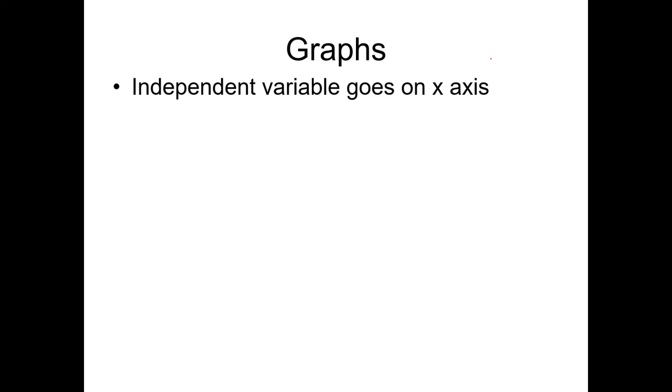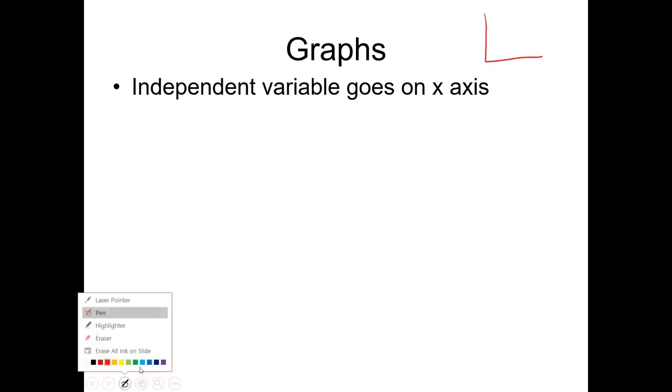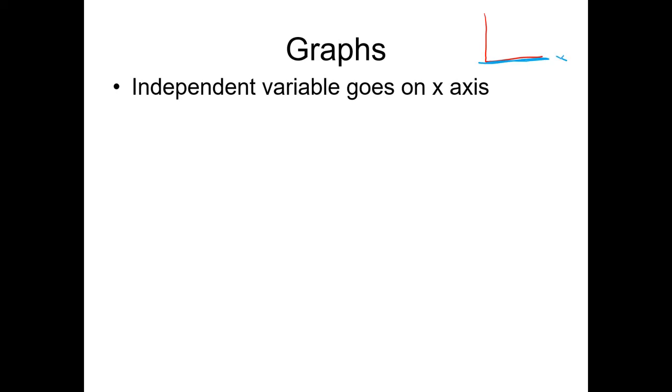For science class, your independent variable is going to go on the x-axis. So if this is your graph, just a reminder, your x-axis is this bottom line. This is your x-axis. So your independent variable, I'm just going to abbreviate that IV, goes right there.